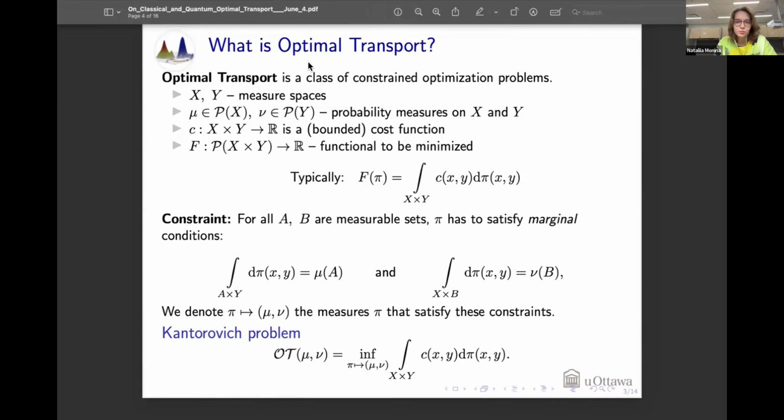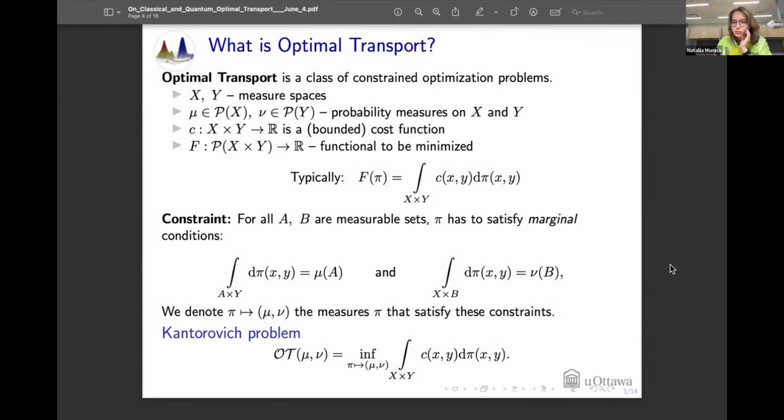Sorry. So basically, this whole problem can be defined in such a way that you minimize over a convex set, and this convex set is the set of probability distributions on X and Y that have their projections equal to these marginal distributions. So the famous Kantorovich problem is defined as the infimum over all of these possible measures of this integral.